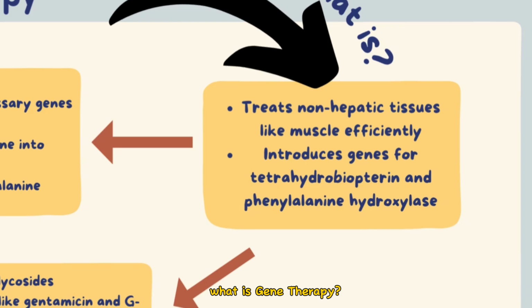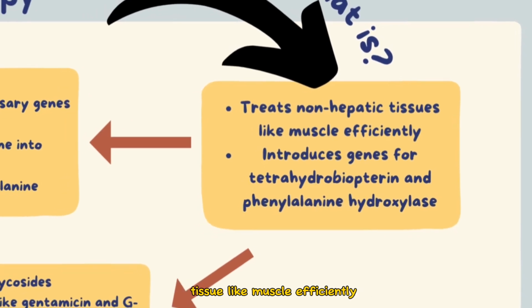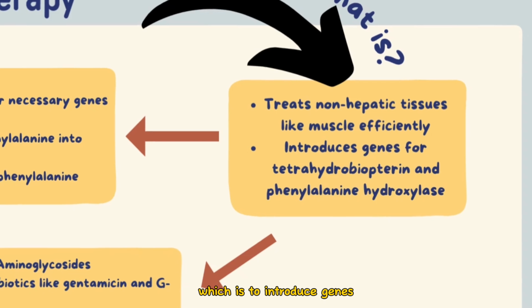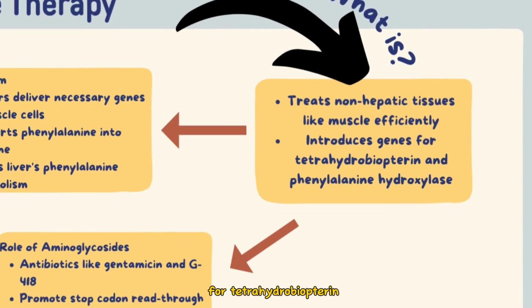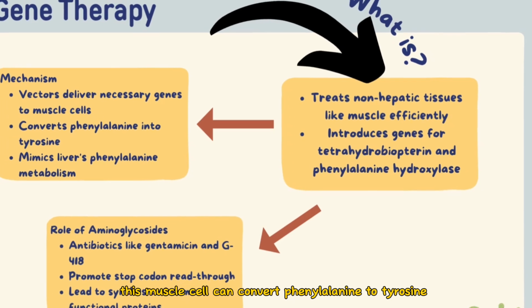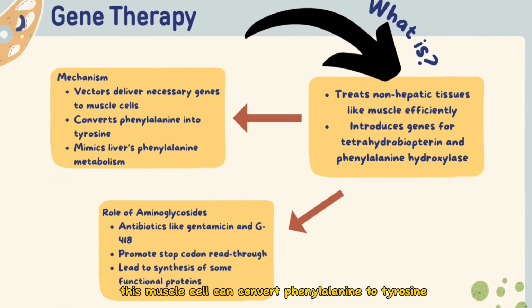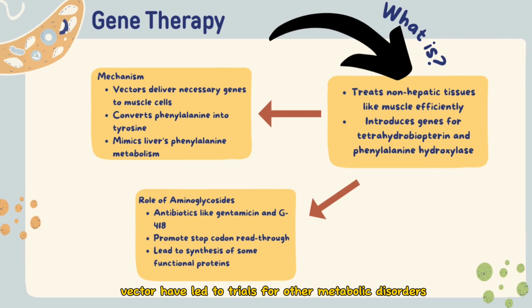What is gene therapy? Gene therapy is to treat non-hepatic tissue like muscle efficiently, by introducing genes for tetrahydrobiopterin and phenylalanine hydroxylase, so that muscle cells can convert phenylalanine to tyrosine. Advances in viral vectors have led to trials for other metabolic disorders.